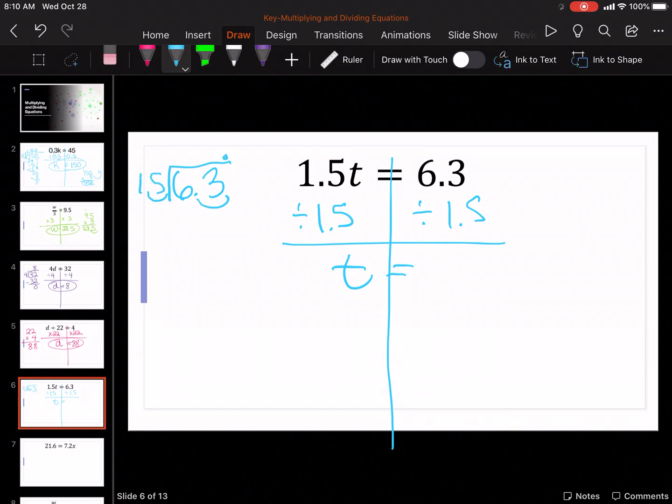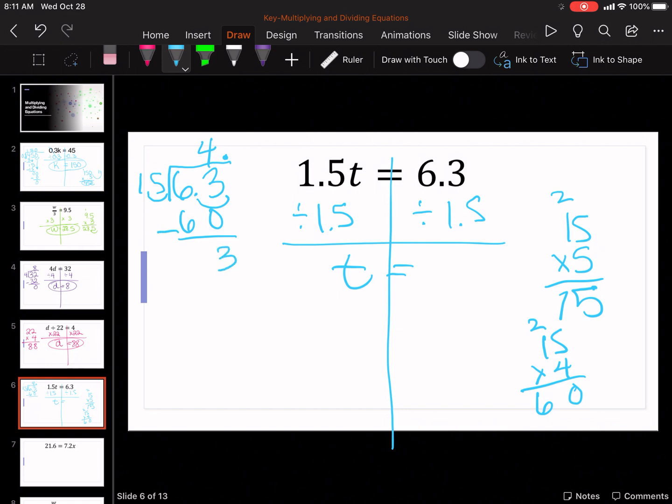Slide, baby, slide. Okay, so 15 times 5. 5 times 5 is 25. 5, 6, 7, that's too big. So let's do 15 times 4. That would be 20, and that's going to give us 60. So it's going to be 4 times. 3 left over, decimal in the 0. Bring the 0 down. 15 goes into 30 2 times. So our answer is 4.2.